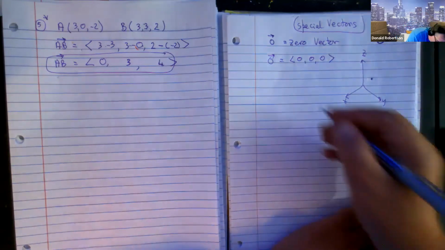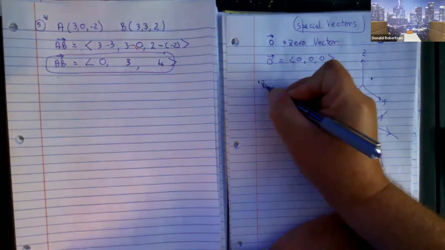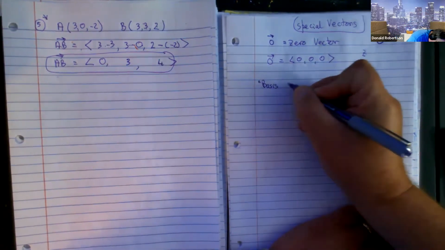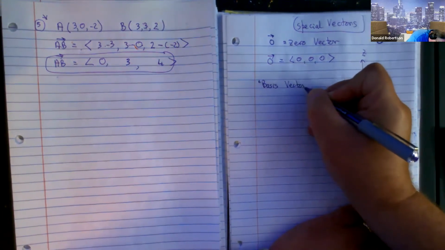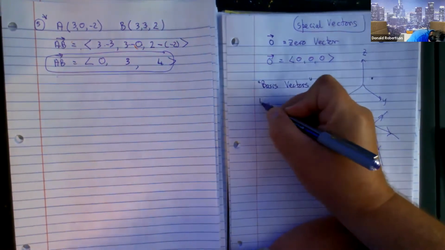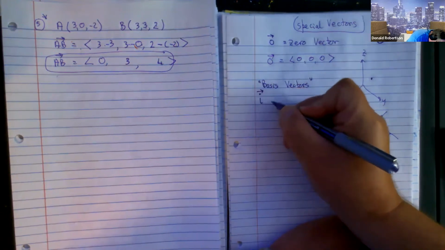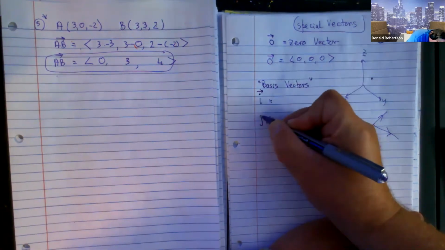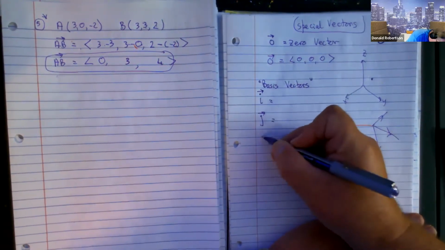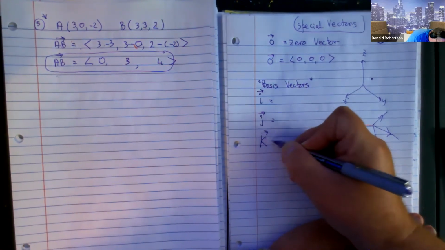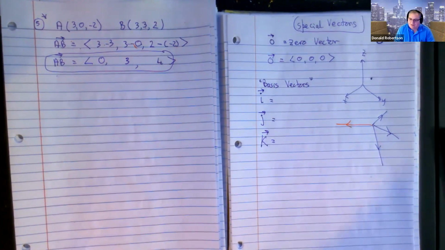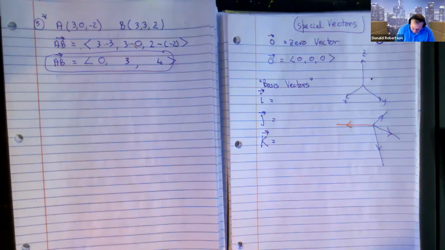Now, the next group of special vectors, and there's only 3 more of them, and they belong together, are called the basis vectors. And there are 3 of them. And they are I, J, that's right, I said J, and K. And the basis vectors are the basis or the building blocks of all 3-dimensional vectors.